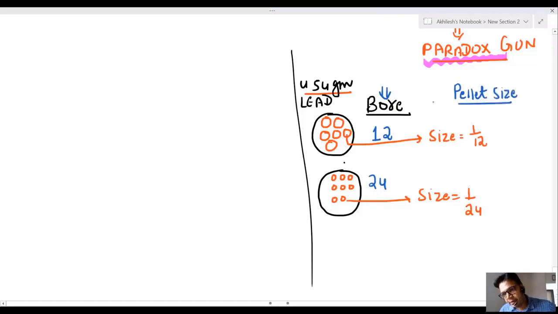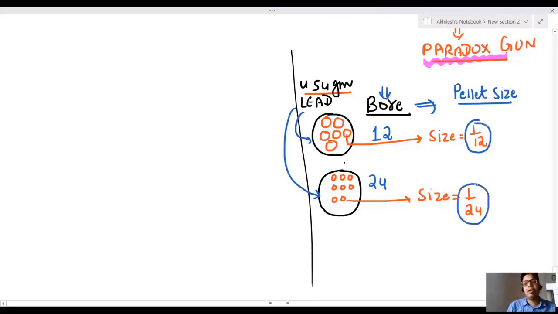What is the meaning of a 12 bore gun? A 454-gram lead sphere is divided into 12 parts. In a 24 bore, a 454-gram lead sphere is divided into 24 parts. Here one pellet size will be 1 by 12, and here one pellet size will be 1 by 24.